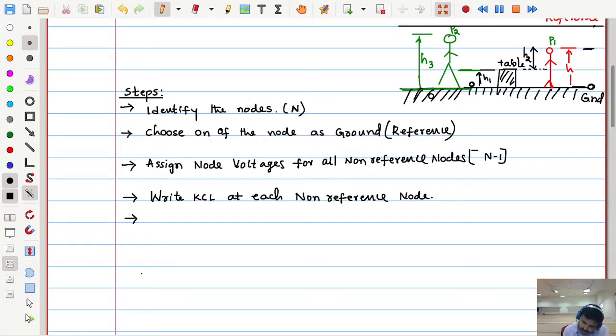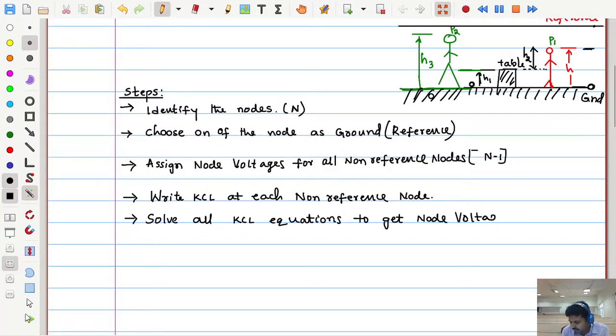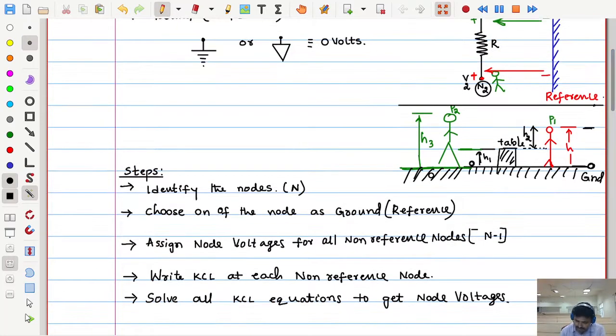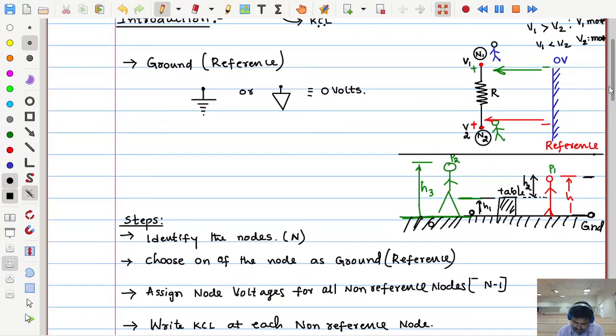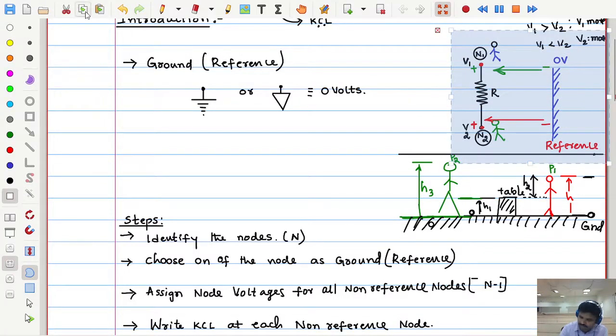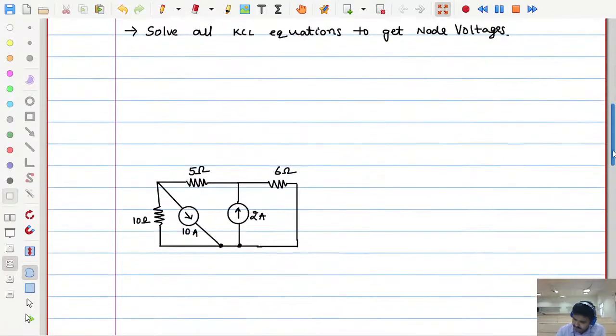Once we write the KCL, in the final step, what we do is solve all KCL equations to get node voltages. Okay. So now, with just these steps, let me introduce one more point. Let me take this diagram, which is very important. So let us paste it here.